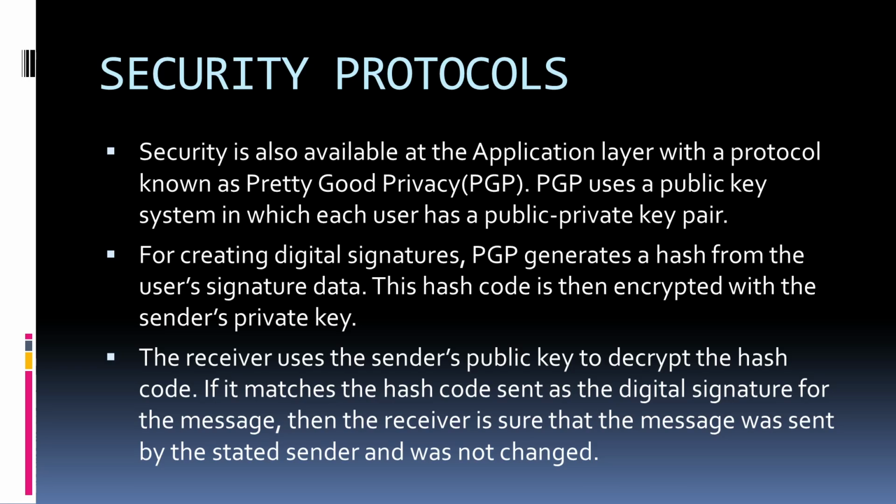Security is also available at the application layer with a protocol known as Pretty Good Privacy. PGP uses a public key system in which each user has a public-private key pair. For creating digital signatures, PGP generates a hash from the user's signature data. This hash code is then encrypted with the sender's private key. The receiver uses the sender's public key to decrypt the hash code. If it matches the hash code sent as the digital signature for the message, then the receiver is sure that the message was sent by the stated sender and was not changed.